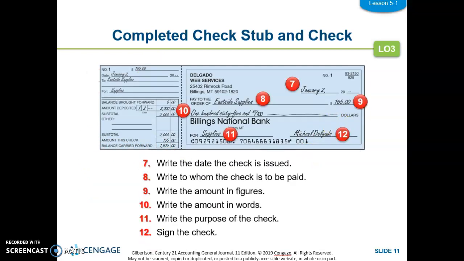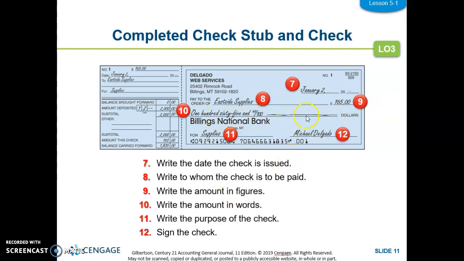After you have completed your check stub, you will write your check. You can write the date the check is issued. You will then write to whom the check is being paid, which is Eastside Supplies. Write the amount in figures, so 165, period, 00. And then you will have to write the amount written out in words.